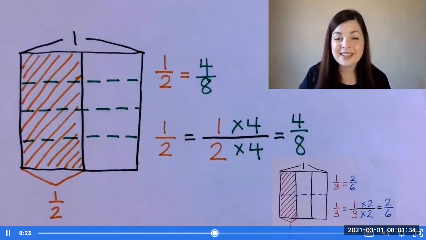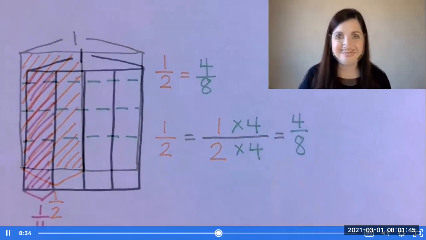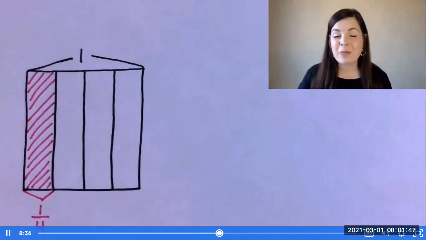I bet some of you said that if we tripled the number of units in the whole, the number of selected units would also triple. Is that what you predicted? Well, let's test it out. Now, I want you to try this on your own and test your prediction about what would happen if we triple the number of units in the whole.